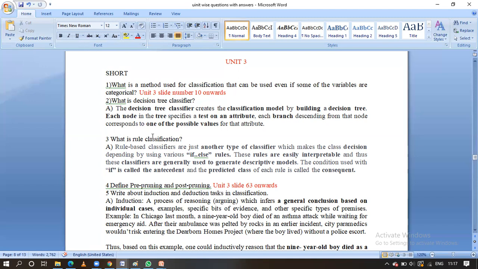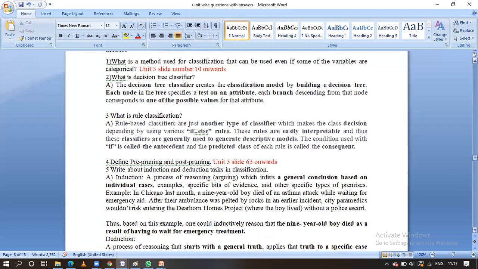The next one is the rule classifier. What is meant by a rule classifier? It is in an if-else structure. Mainly we use it to predict the unknown class label with the help of these if-else rules. It is another type of classifier for decision trees, in the form of if-else rules, used for predicting the unknown class labels.